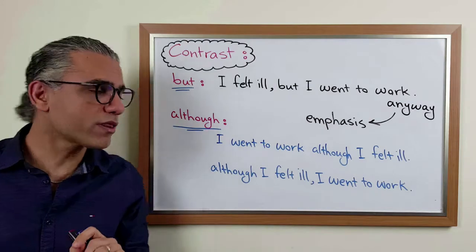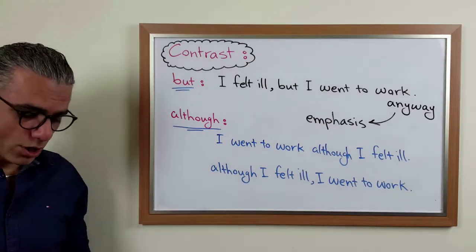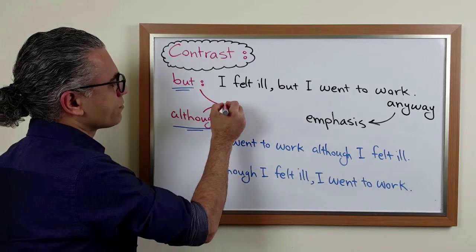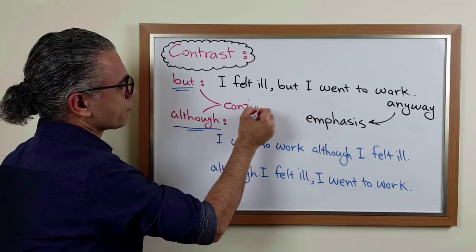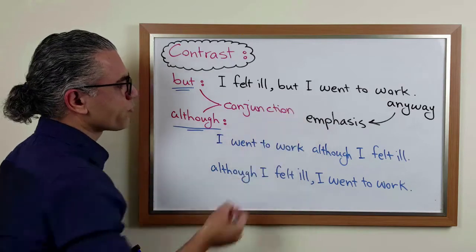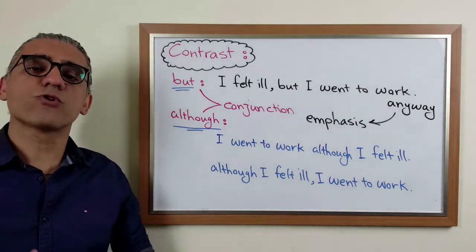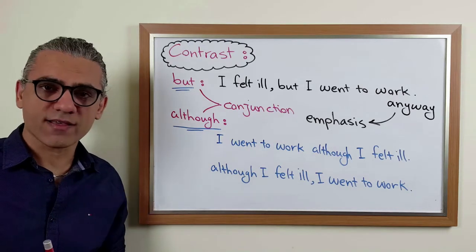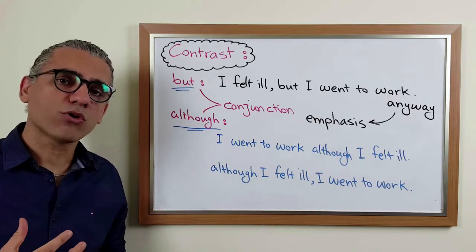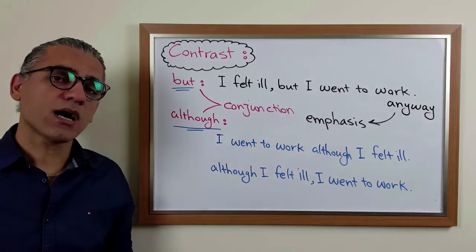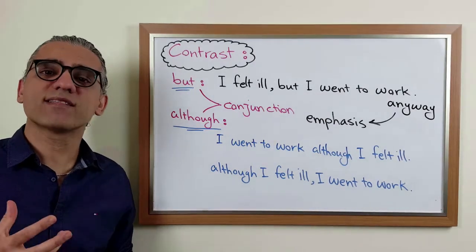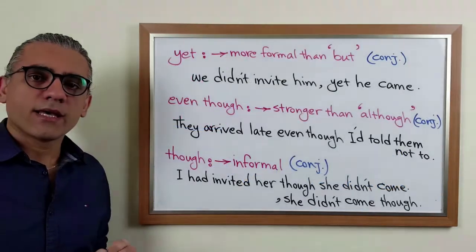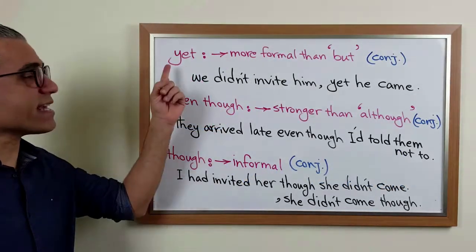And remember one more thing. But and although are both conjunctions. Conjunctions are the words we use to connect two sentences or two phrases together. It is very important to know the meaning of conjunction and what is the difference between a conjunction and an adverb. Okay, another word we use to show contrast is yet.